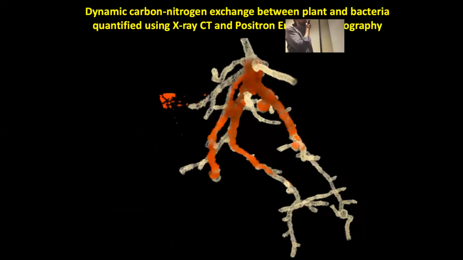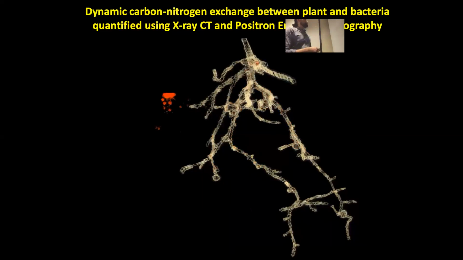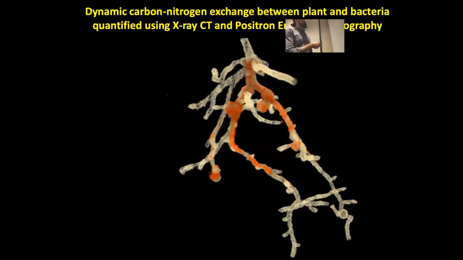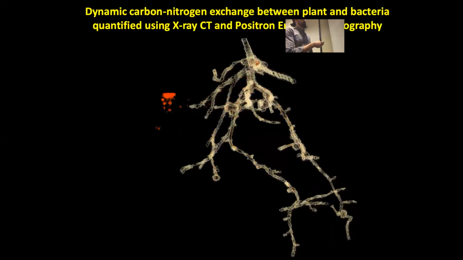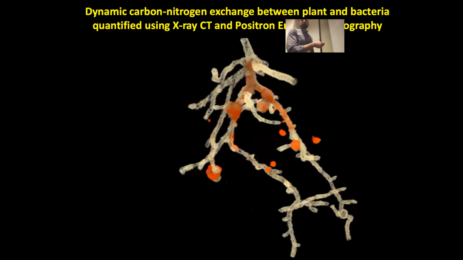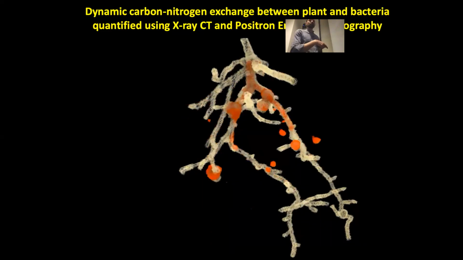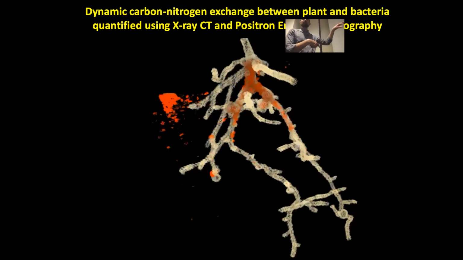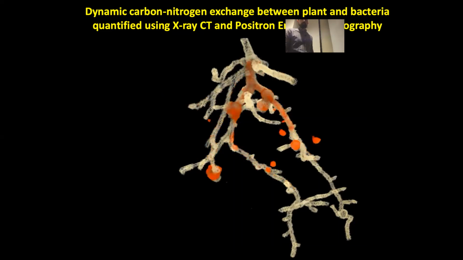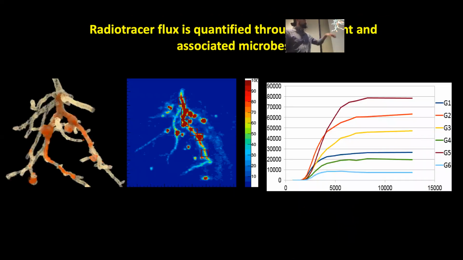So now that we have the X-ray system, we're doing more PET CT. So this is not the most beautiful, but it's a soybean root. And you can see this here and that here. These are nodules. So we would like to be able to measure explicitly how much carbon is going to each nodule. And with a nitrogen tracer, we can measure the reverse, using N2 gas, how much nitrogen is going back into the plant to really measure these dynamics. And it's quite quantitative.